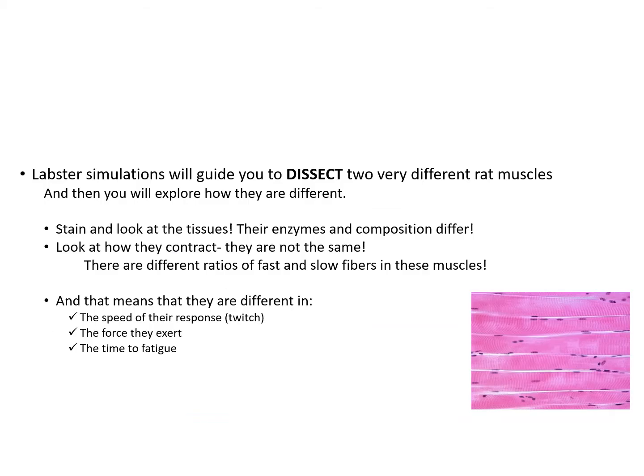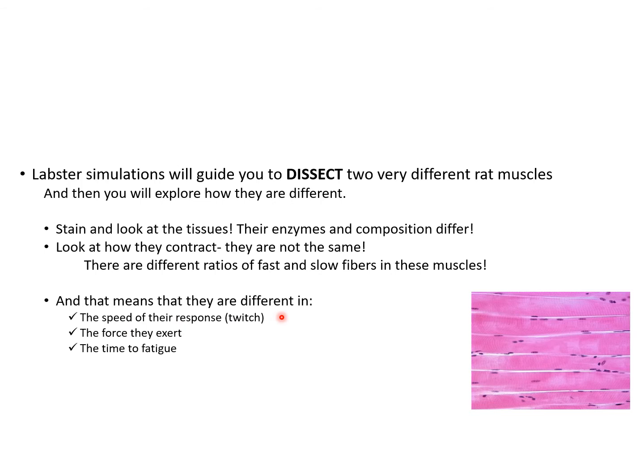So the Labster simulation that you're going to try out is going to guide you in dissecting two muscles. You're going to take a look at them, stain them, and look at their enzyme composition. You would want to figure out whether they have more of the myosin ATPase or more of the oxidative enzymes. Those muscles are going to be different in how fast they contract, or basically how fast they can twitch.